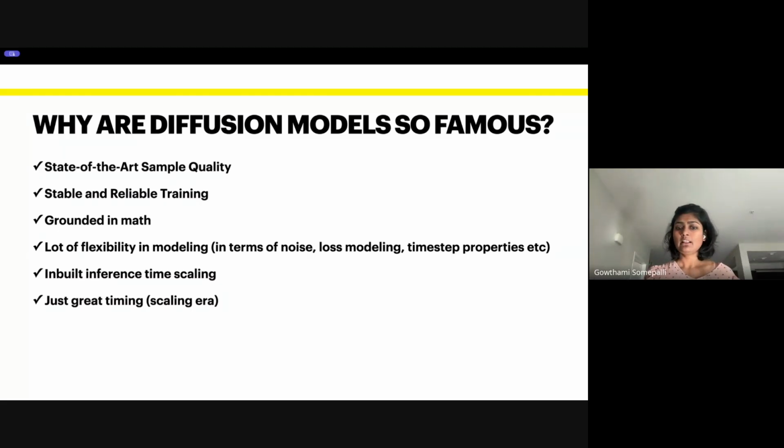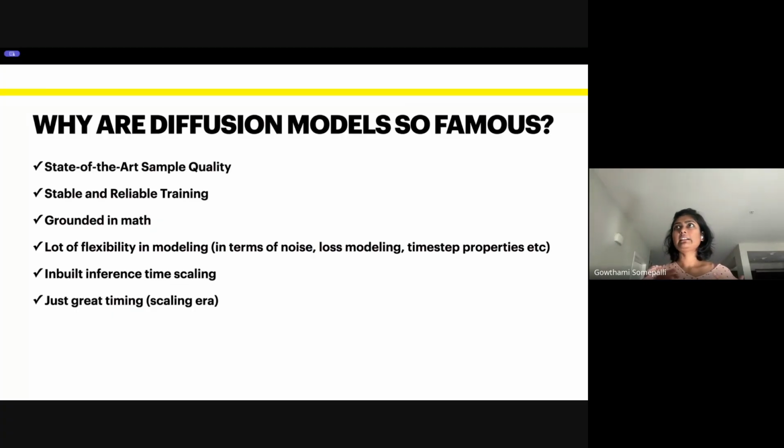No matter what, as long as there is a reasonable sample quality, it will converge. And the third thing is it's grounded in math. The main reason for the diffusion model's success is not exactly that it's grounded in math. But why I mentioned this point is because it's grounded in math, we are able to come up with various different variations in terms of loss function.